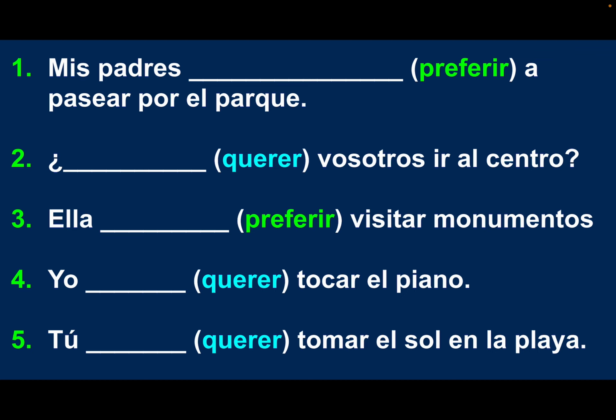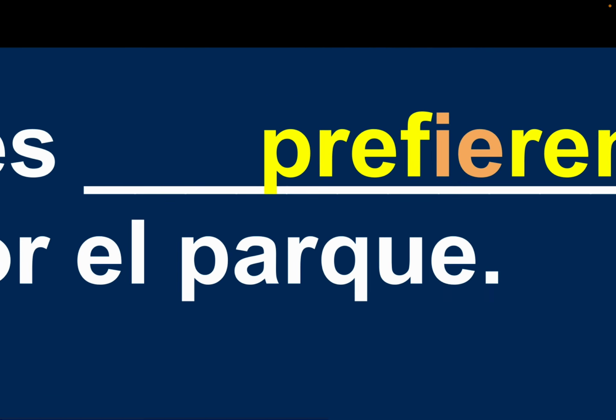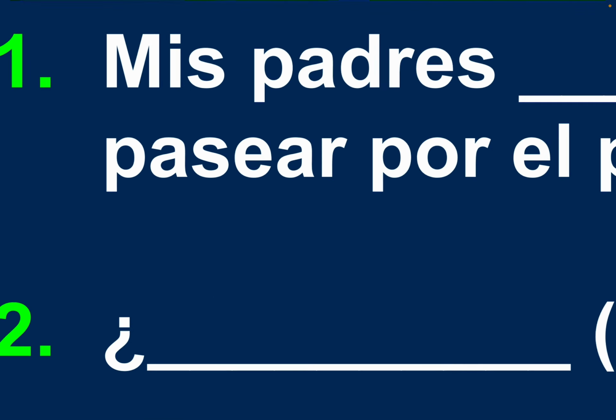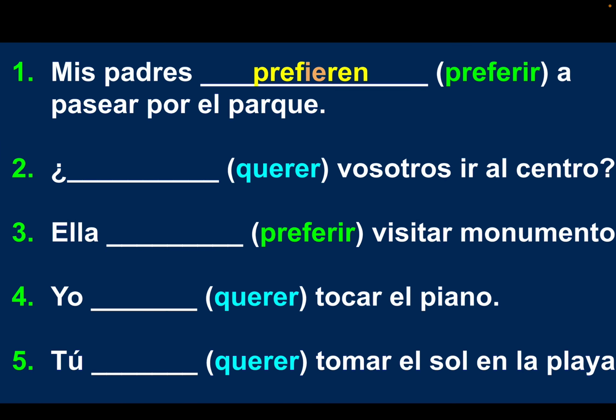All right, trusting that you paused the video. My parents prefer to walk in the park. So, mis padres prefieren pasear por el parque. Did you remember to change the E to IE in the stem and not the prefix? Hopefully you did. One other thing to watch out for, preferir is like the verb poder. It's oftentimes going to be followed up by another verb. Leave that other verb in the infinitive. See here, pasear. Notice I kept the AR on there. That's okay, because I already conjugated the first verb. Leave that second one alone.